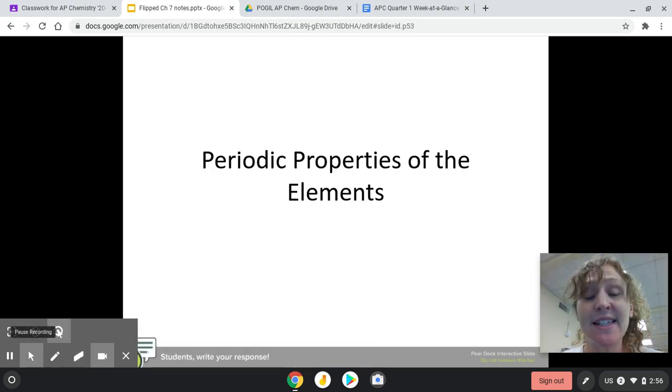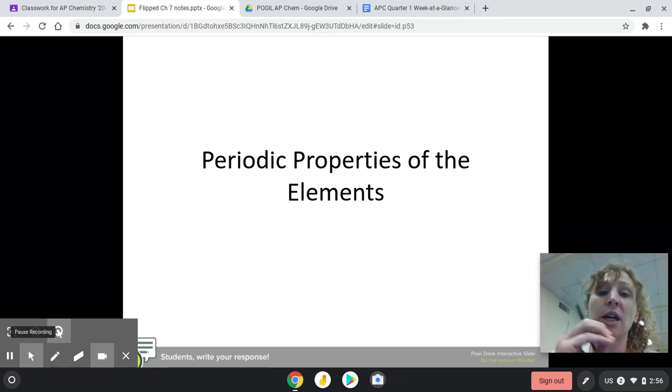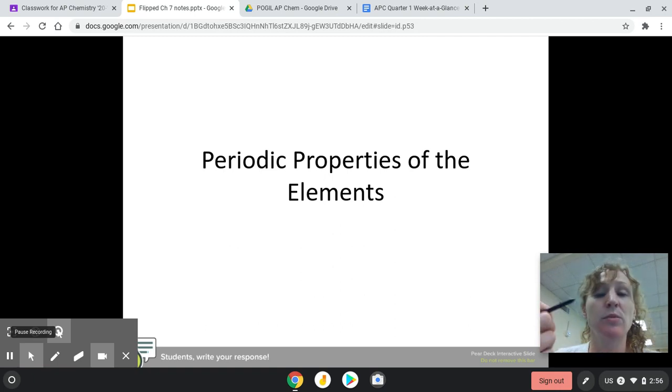Okay, so in this next little section, we're going to review the periodic properties of the elements and a couple properties that you'll find within the periodic table itself, along with some things that you can kind of use as tools. The more you learn about the periodic table, the more powerful a tool it is for you. So we're going to talk about some of these properties.